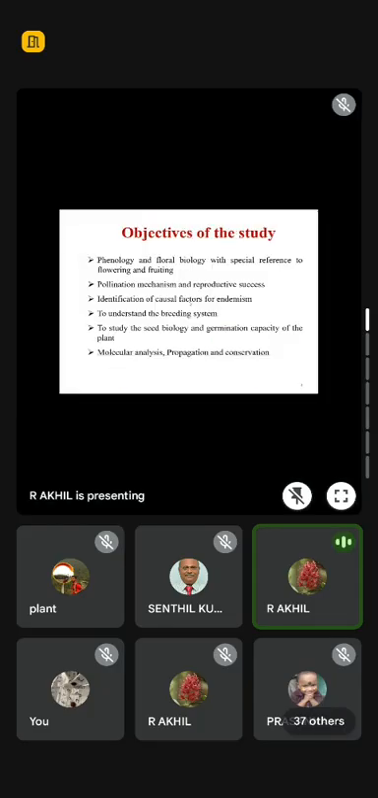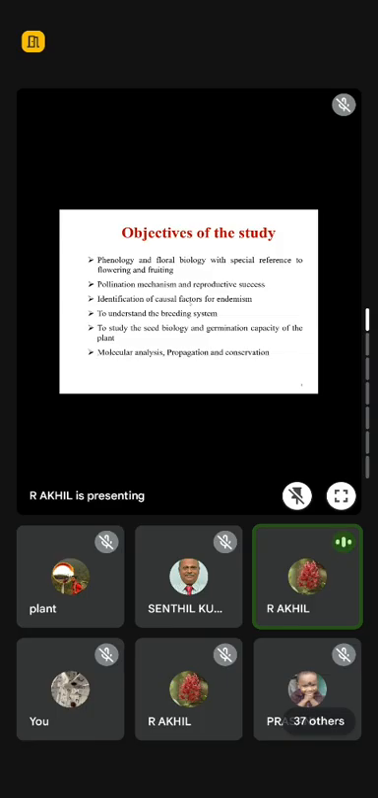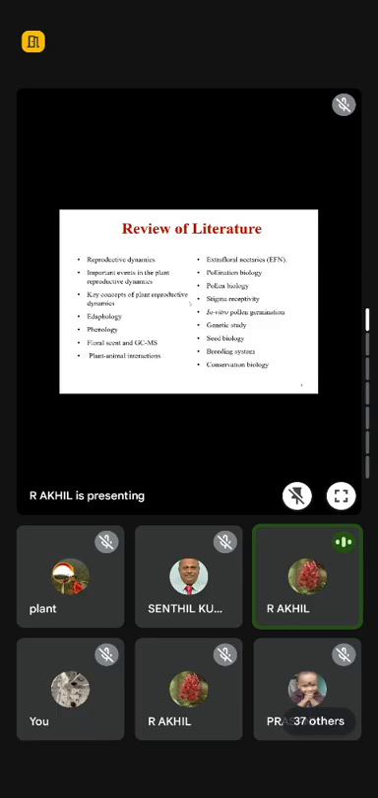These are the major objectives of the study: phenology and floral biology with special reference to flowering and fruiting; pollination mechanism and reproductive success; identification of causal factors for endemism; to understand the breeding system; to study the seed biology and germination capacity of the plant; molecular analysis, propagation and conservation. These are all the titles which I covered as part of my review collection.